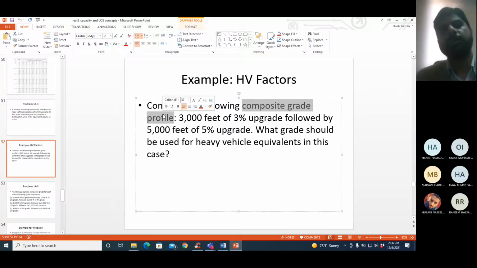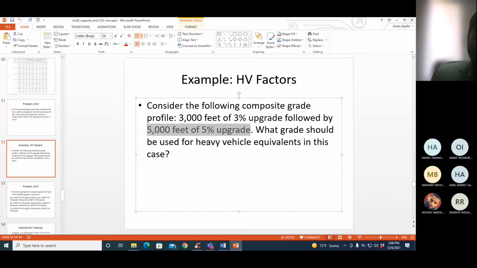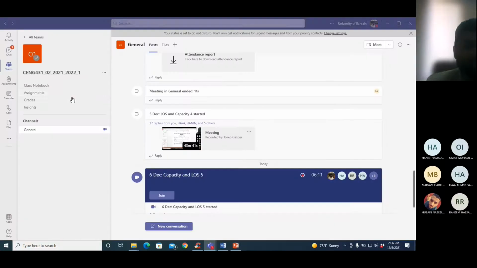You can see here we have 2 gradients. 3,000 feet of the length of the segment has 3% upward gradient, and 5,000 feet of the length of the segment has 5% upward gradient. What gradient should be taken for calculating heavy vehicle equivalence, EHV? What gradient should we take? We will apply the average gradient method, and we'll just see how.